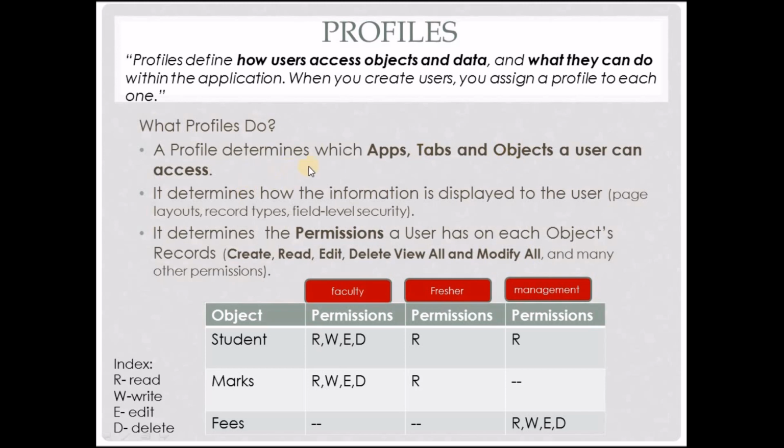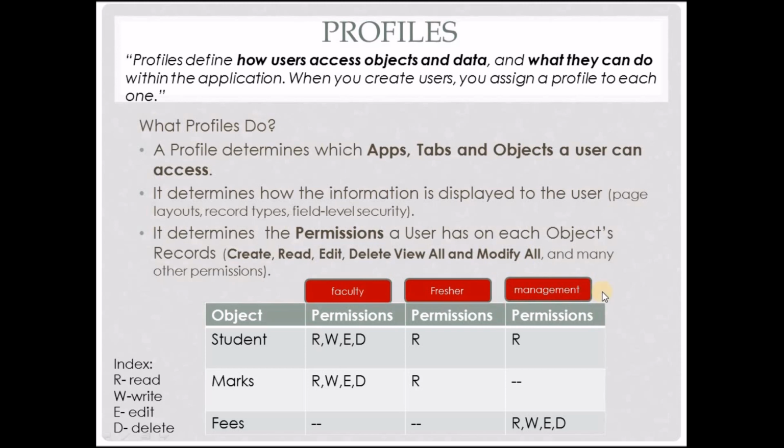And the second important point is the permissions that a user has on that object, which is create, read, edit, or delete. It basically means that in an object, a user can create a record, view the record, edit it, or delete it. So let's try to visualize this using an example. As you can see on this table, everything marked in red is a profile. For example, we have three profiles: faculty, fresher, and management.